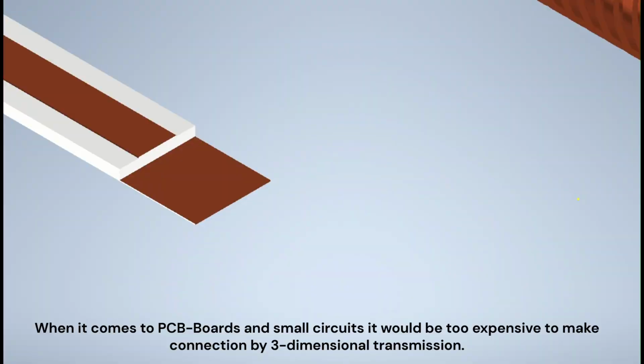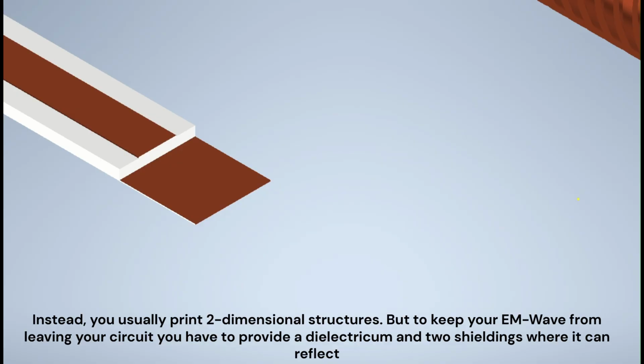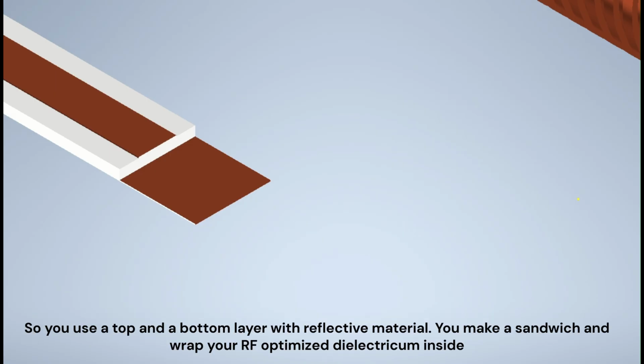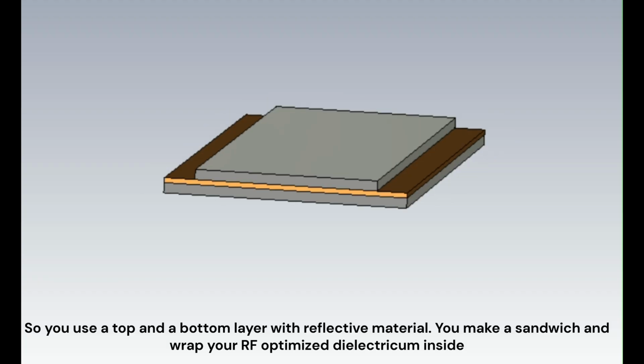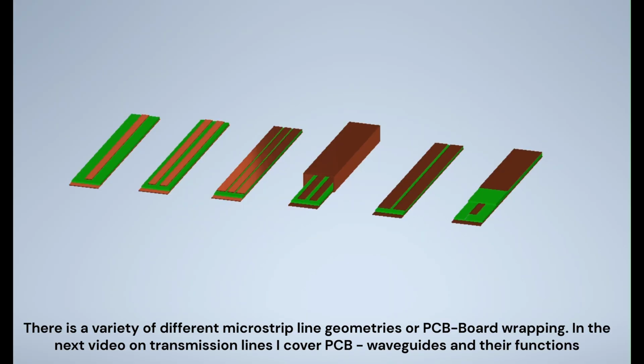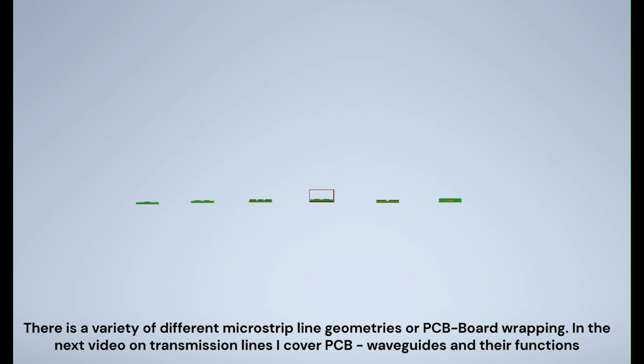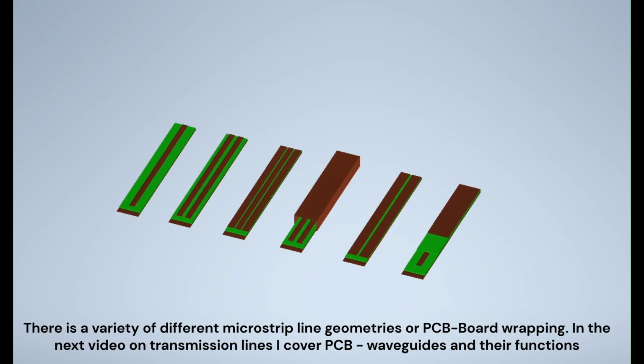When it comes to PCB boards and small circuits, it would be too expensive to make connections by three-dimensional transmission. Instead, you usually print two-dimensional structures. But to keep your EM wave from leaving your circuit, you have to provide a dielectricum and two shieldings where it can reflect. So you use a top and a bottom layer with reflective material. You make a sandwich and wrap your RF optimized dielectricum inside. There is a variety of different microstrip line geometries or PCB board wrapping. In the next video on transmission lines, I cover PCB waveguides and their functions.